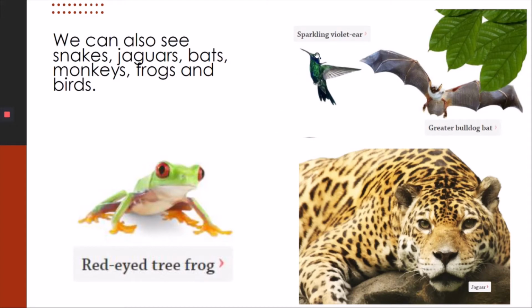We have also the sparkling violet-ear here. This is a hummingbird, okay? The greater bulldog bat. Why is this the greater bulldog bat? It's a very big bat. And we have a beautiful jaguar. That feline can go up and down the trees. It's a very special feline.